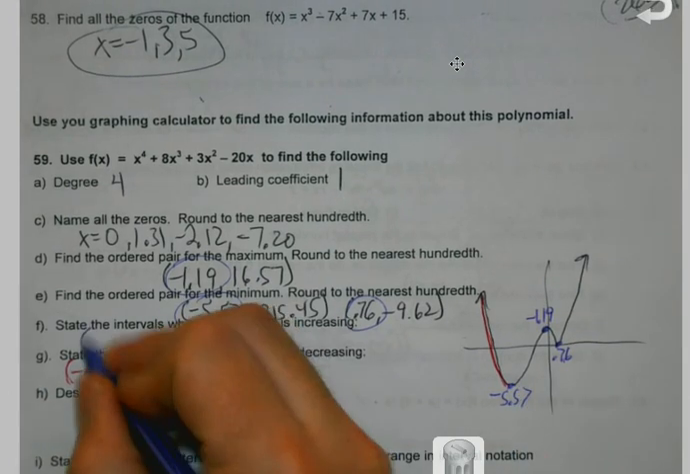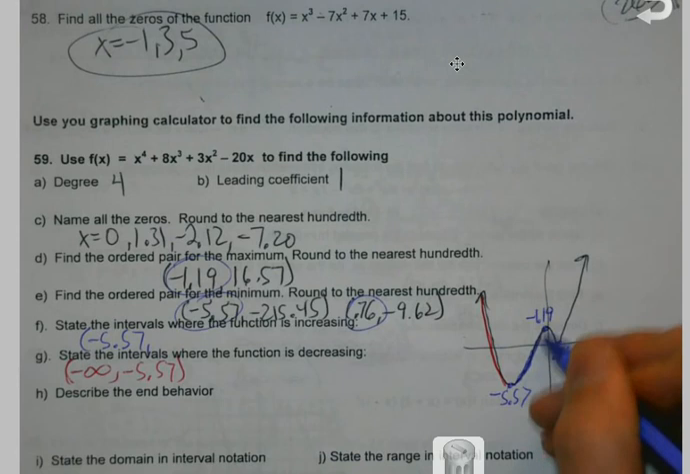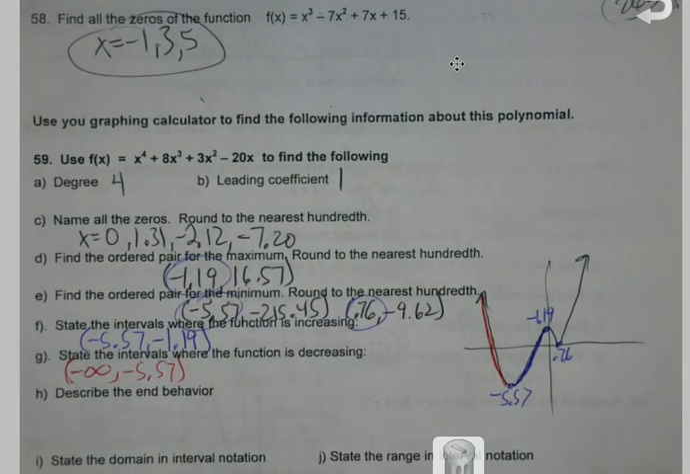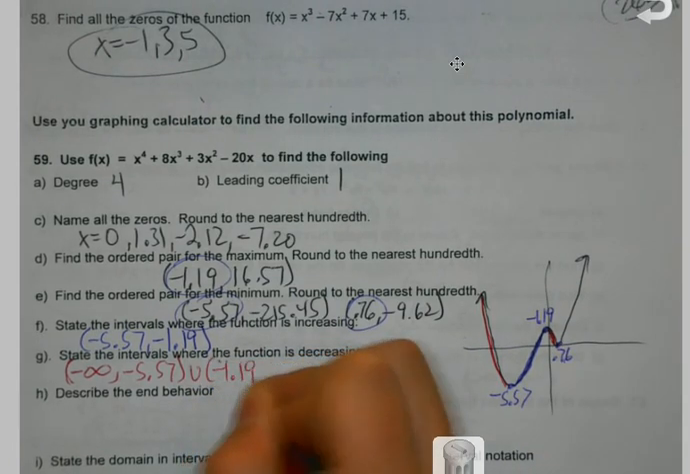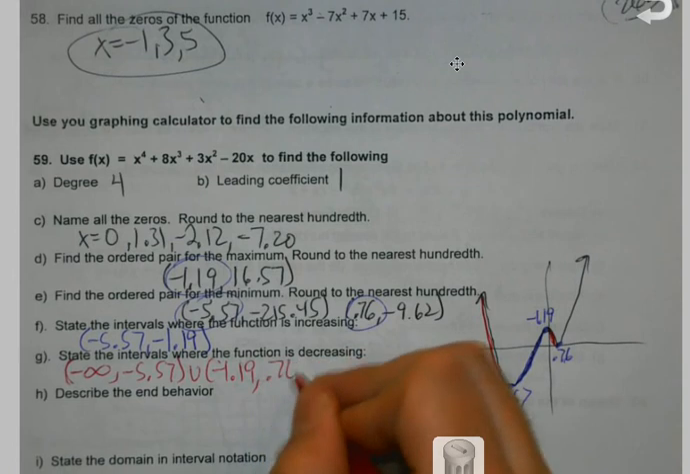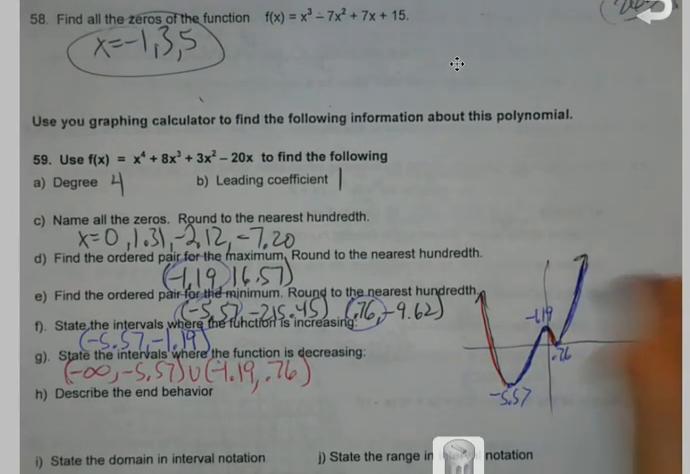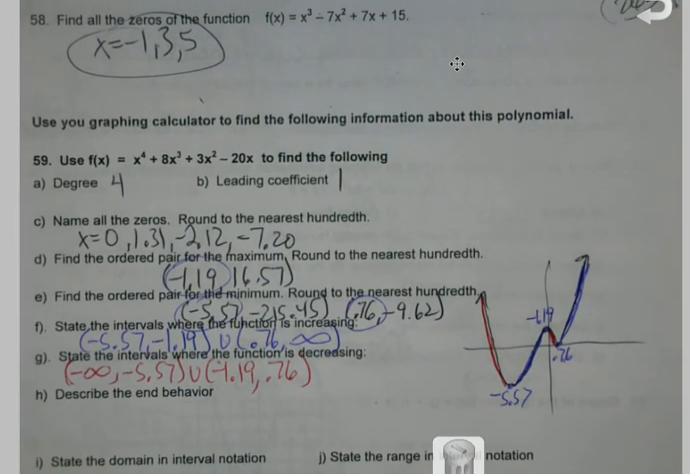So then starting at that negative 5.57, I'm going to go until I get back up to my max, negative 1.19. But then the whole thing starts over and goes until I get back to my next minimum. And then that changes and goes back up again and keeps going up as it goes to the right. So you see why making my little sketch might be a better idea than even using the calculator, so I can see what's going on. And I'm also going to have a real good view of the end behavior.